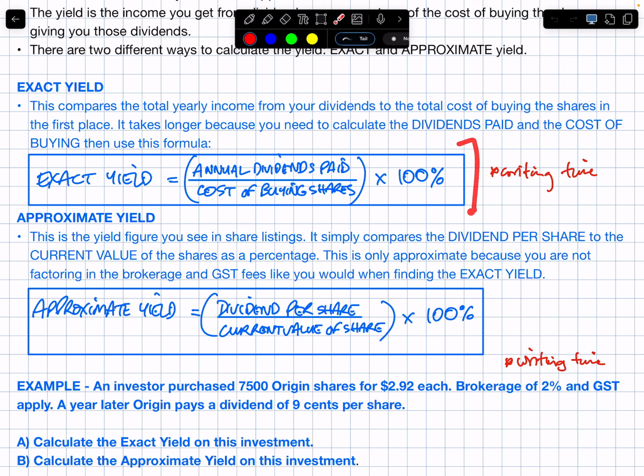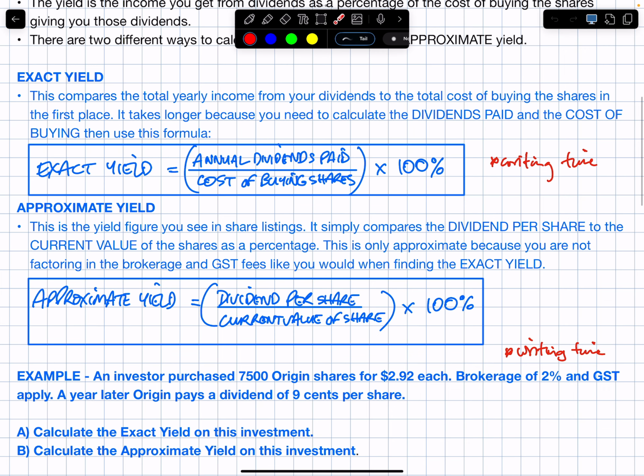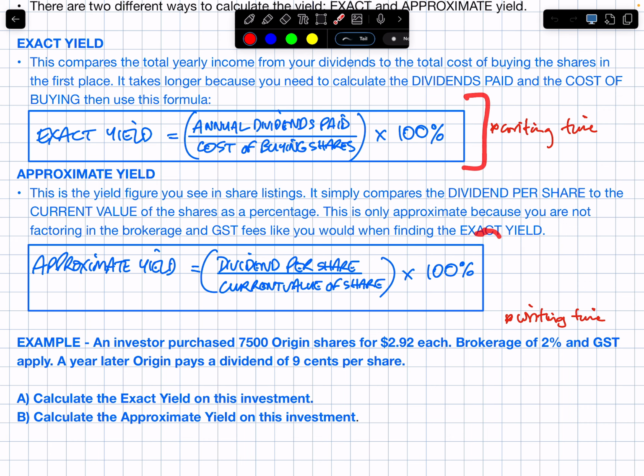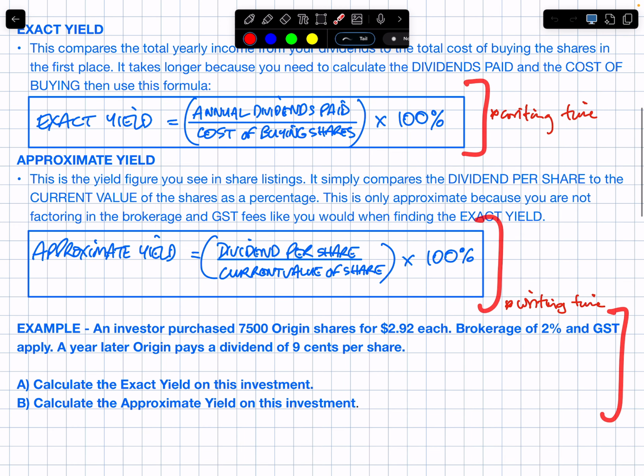You need to do two calculations. Approximate yield, that's what you actually see in that table that I showed you before. That's what you see in the share listings. It only compares dividend per share to the current value of the shares as a percentage. So we call it approximate because you're not finding brokerage and GST. You're fudging it a little bit. So approximate yield, get that formula down. Approximate yield, dividend per share divided by current value of shares times by 100%. Get those two, please, and the example, and then I'll show you how the example works.